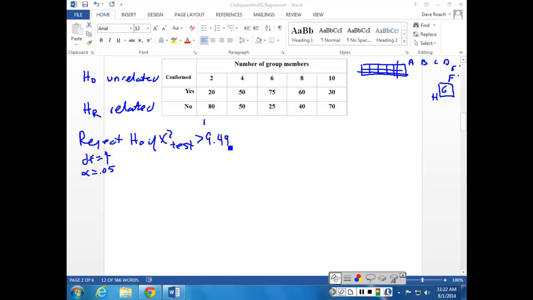Another way you could compute the degrees of freedom, this is what I do. I just cross out a row and a column. But another way you could compute degrees of freedom is number of rows minus 1 times number of columns minus 1. In this case, there are 2 rows and 5 columns. And of course, that'll come out to be 4 as your degrees of freedom. So I don't care which way you do it. There's just 2 ways. I'm going to do something else now.